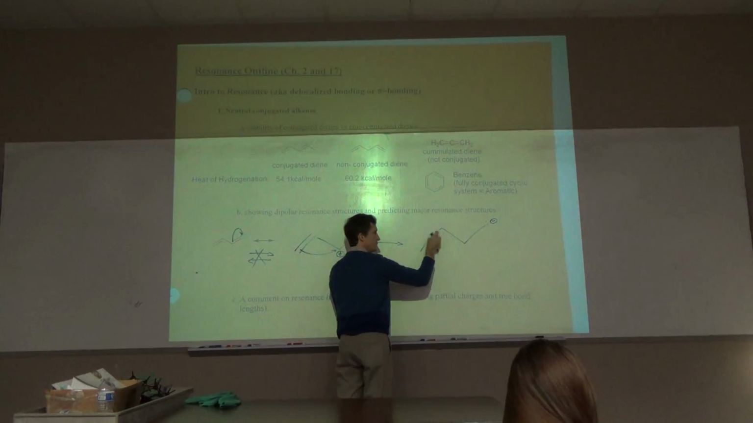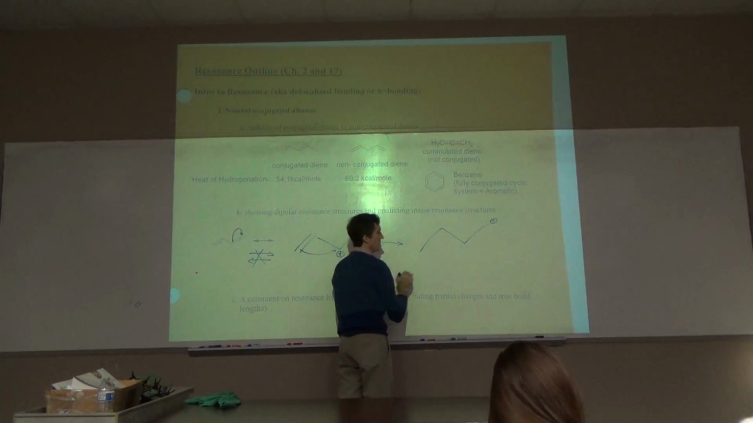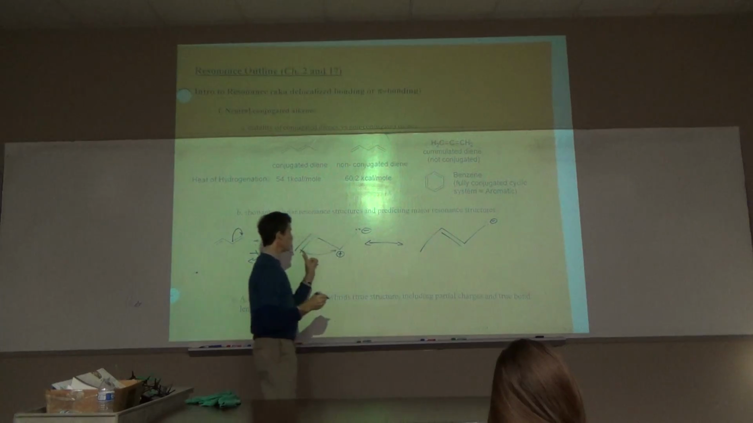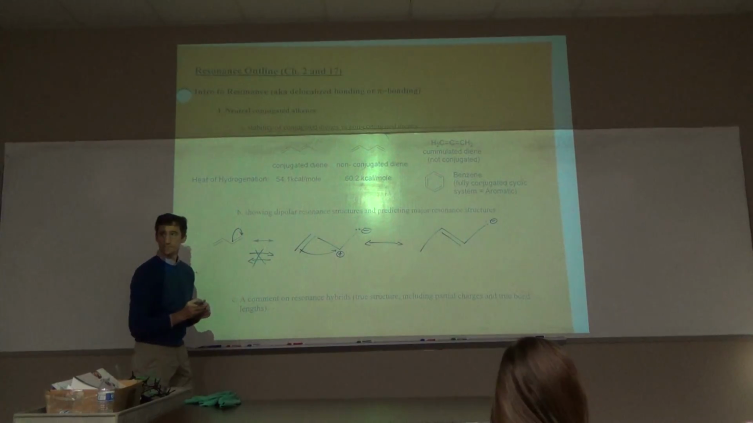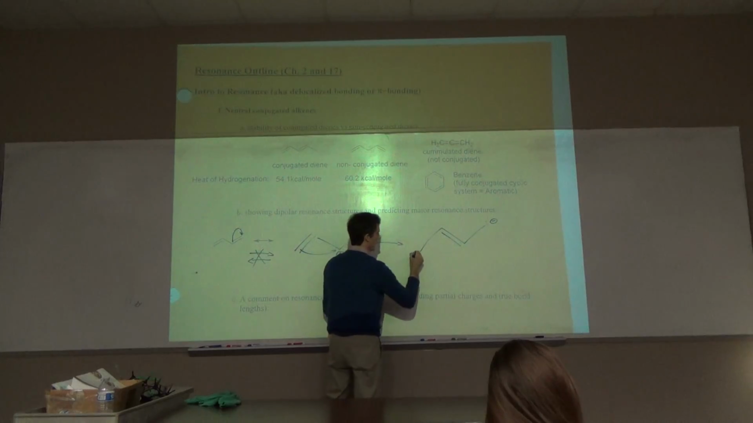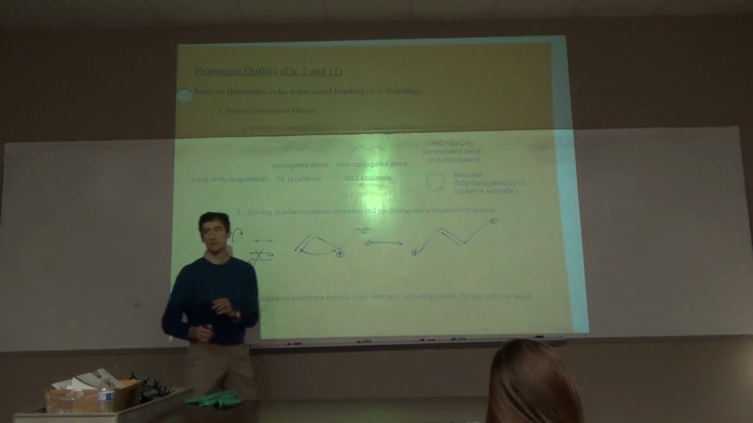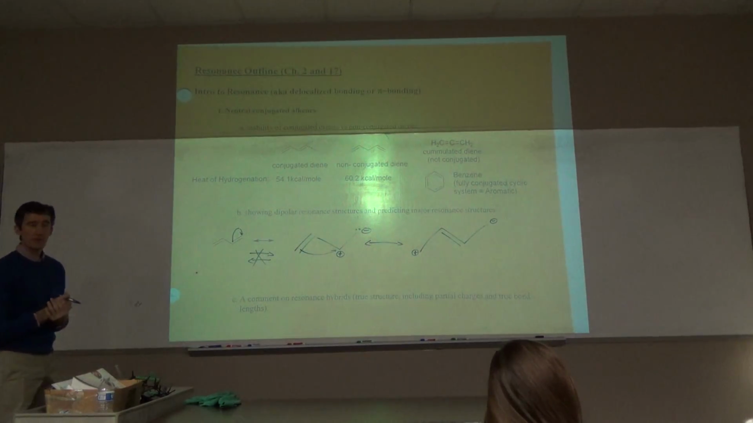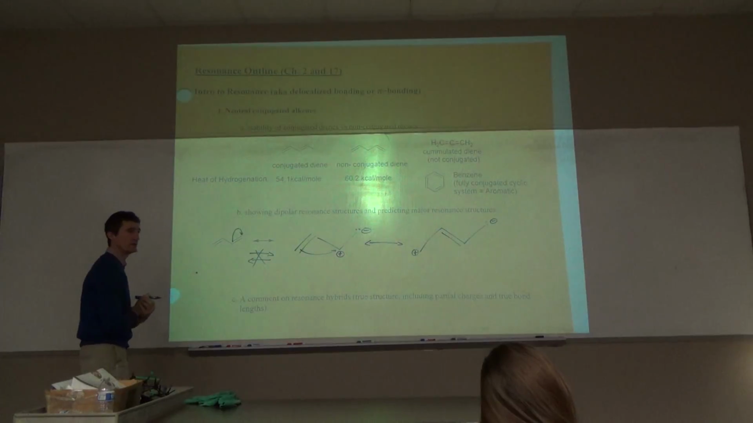What's now between carbons 2 and 3? Yes, that's what this arrow means. We're moving that pi bond over. What's now on this carbon? Now positive charge. There's another resonance structure.